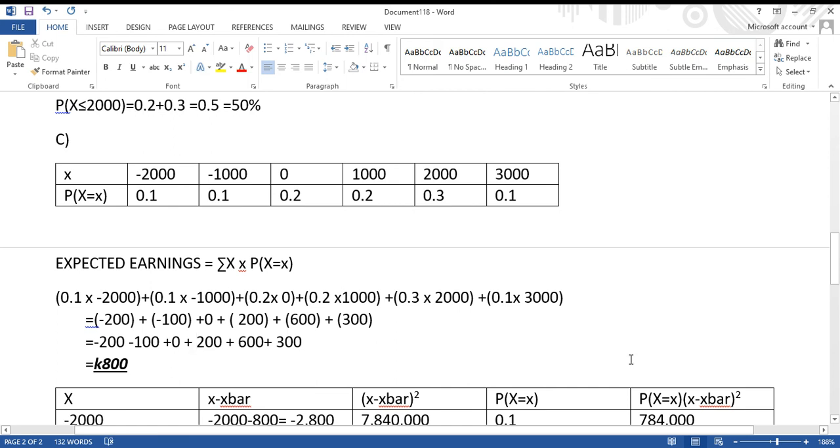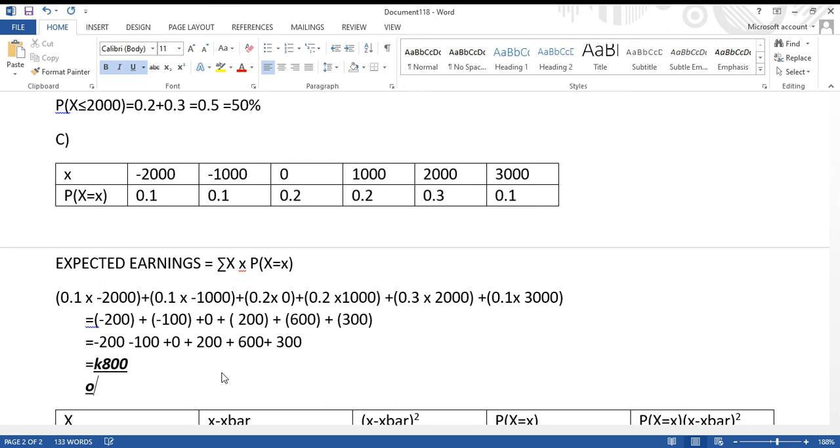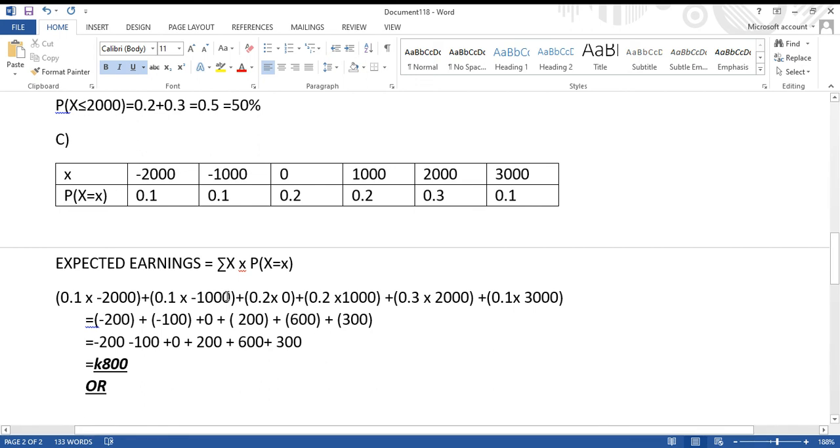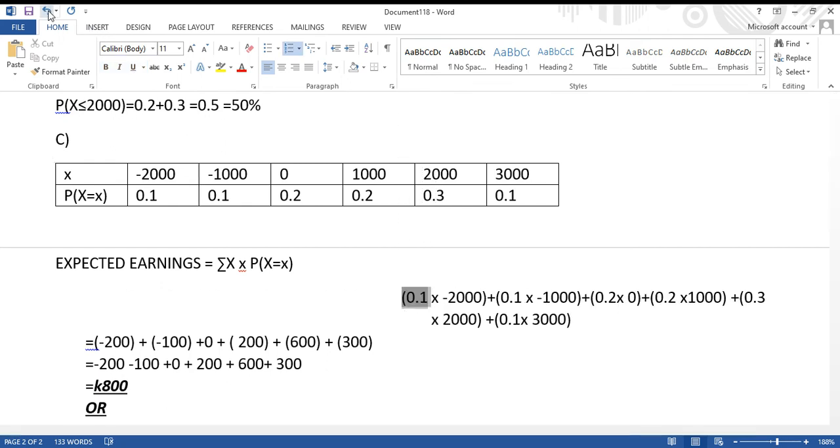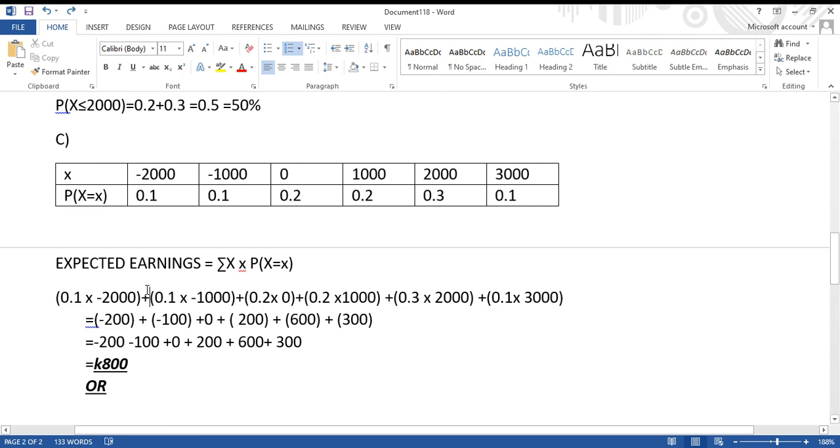Because I had tried it, giving me the same answer. You do negative 2000 squared times 0.1 plus negative 1000 squared times 0.1. So he's talking about the second way. The second way, you're going to have to square each of these. Then you find the square root at the end.